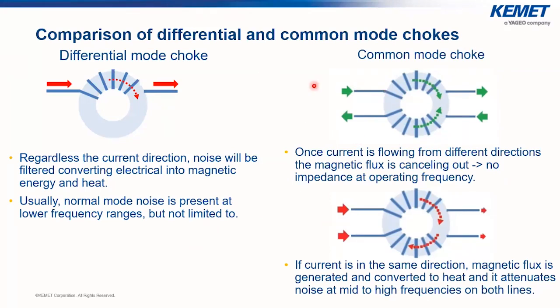For a common mode choke, instead, you will see that there are two wires that are wound to the core. If current is flowing in different directions like this, the magnetic flux is cancelled out, so there is no impedance. This is valid for the 50 and 60 hertz waveform, so we have no impedance at that frequency, but it's also valid for differential noise. In that case, the impedance will be really low. Instead, if the current is in the same direction, so if we speak about common mode noise, there is magnetic flux that is generated, converted to heat, and so we have an impedance that attenuates noise at mid and high frequencies on both the lines.